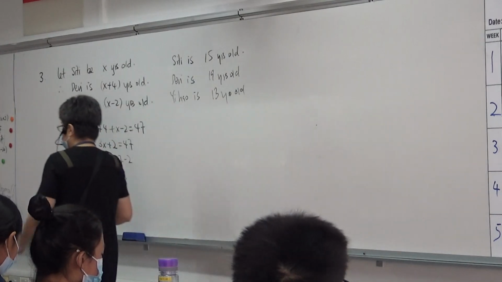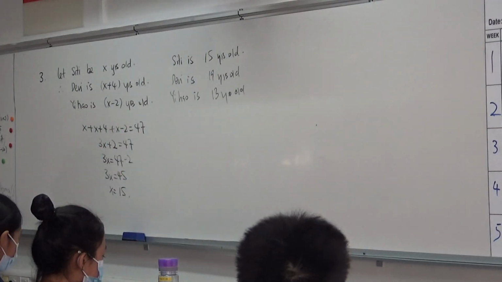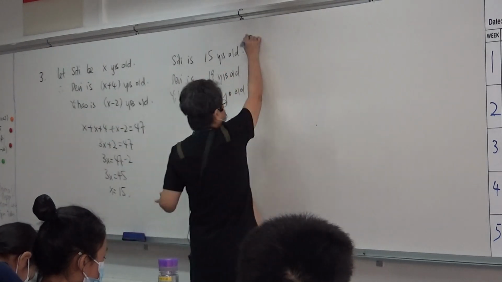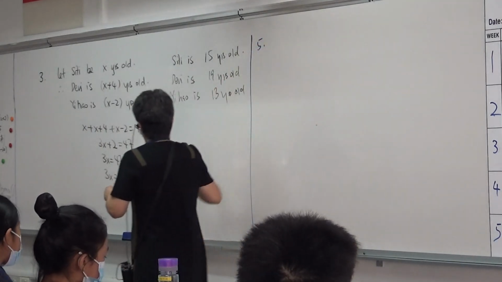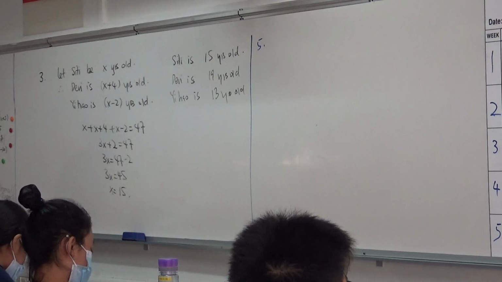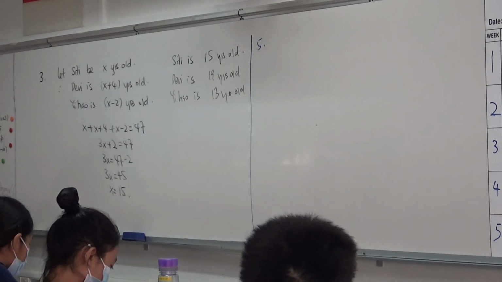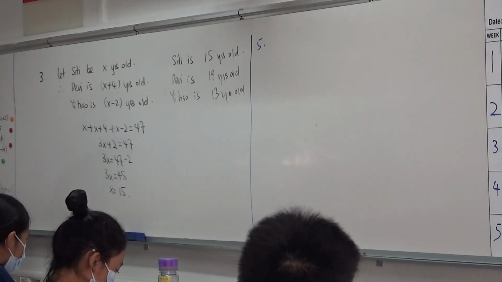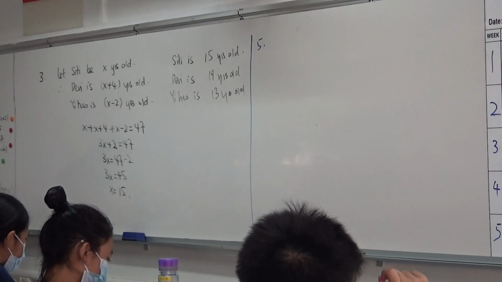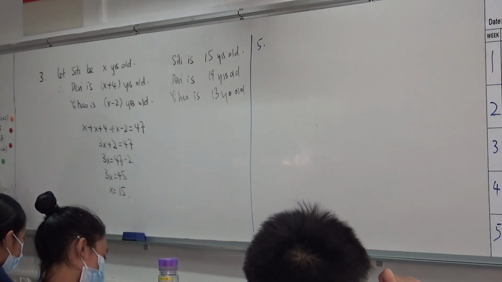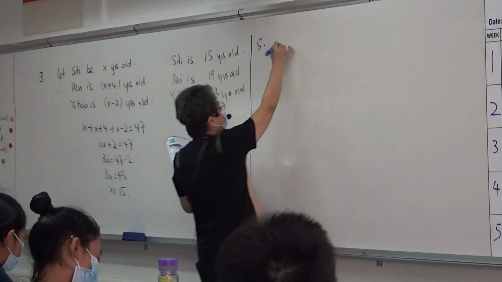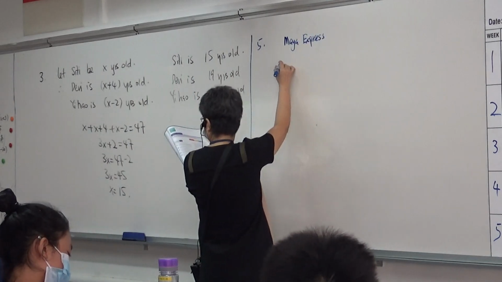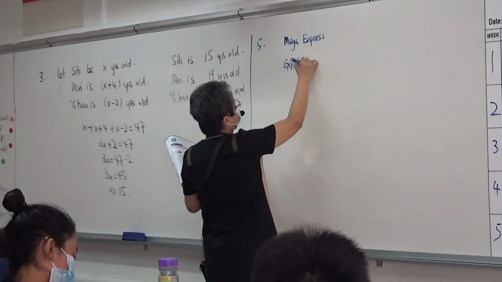Okay, now next question that I'm going to. Question number 5, right? Okay, good. Let's look at question number 5. A travel agency is planning a holiday for a group of people. The agency received quotations from 2 coach companies, Maya Express and Great Holidays. Okay, let's write down the information first. Maya Express, and the next one, Great Holidays.